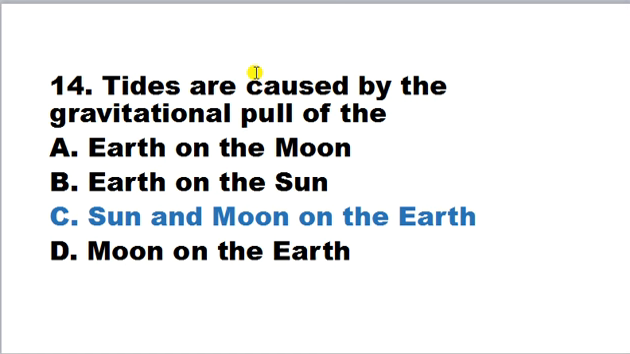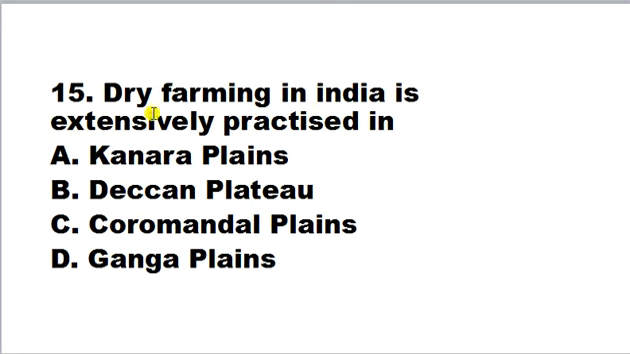Tides result from the gravitational attraction of the sun and moon on the ocean of the earth. So the correct answer is C, sun and moon on the earth. Dry farming in India is extensively practiced in Konkan Plains, Deccan Plateau, Coromandel Plains, Ganga Plain. So dry farming in India is extensively practiced in the Deccan Plateau.